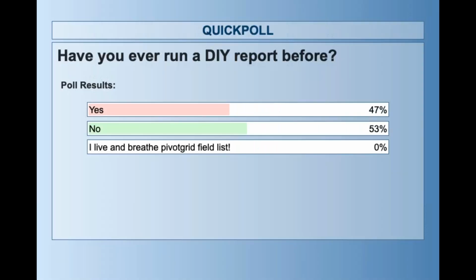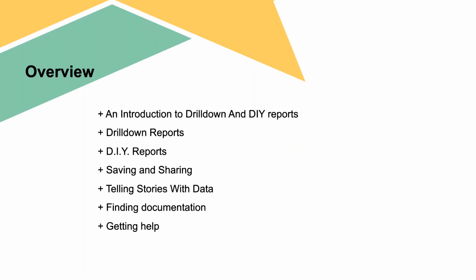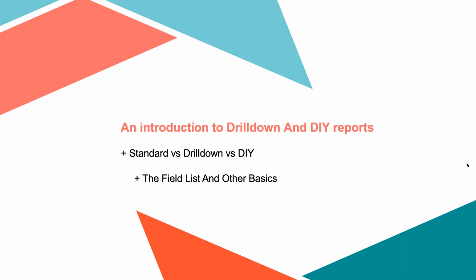There's the results of our poll. So it's fairly evenly split. 77% of people voted, and it's kind of a bit down the middle, but if we've got 53% of people who've never done a DIY report before, then we'll be starting from the start again this week, just like we did last week.